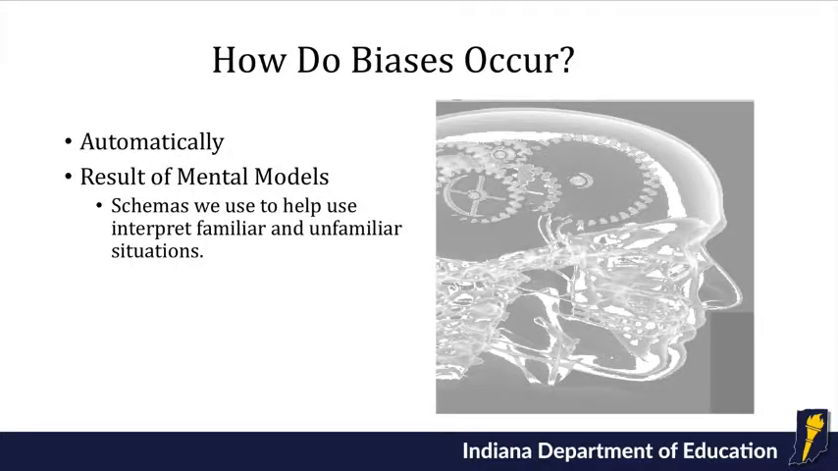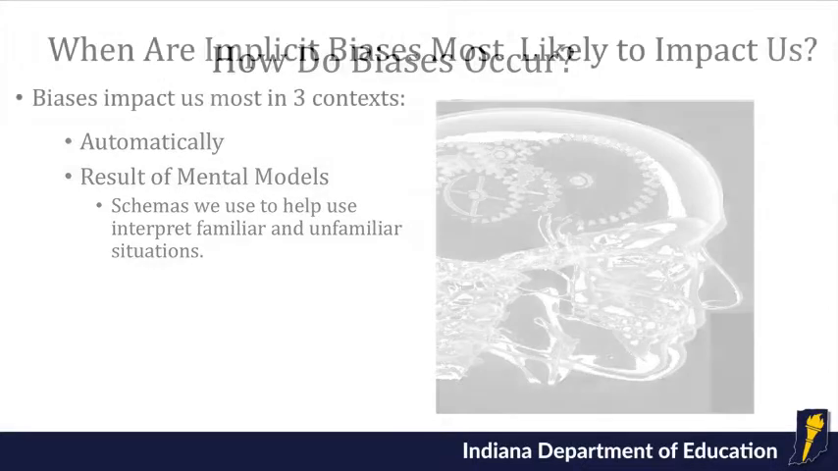Well, our biases are triggered automatically as a function of the emotional centers in our brains. These automatic responses are the result of mental models or schemas that we have stored in our memories to help us interpret familiar and unfamiliar situations. Schemas are often helpful because they allow us to understand situations that we may have never personally experienced. However, if our schemas or stories are biased, they can negatively impact our perceptions and behavior.